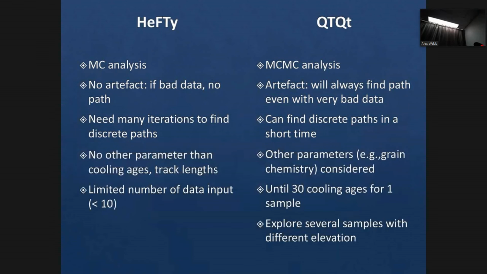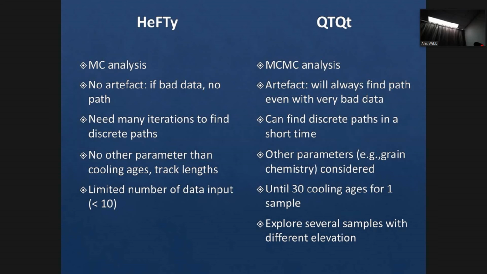The other point is we have some limitations, which is very important with HeFTy. In HeFTy you can input only cooling age and track length, while in QTQt you can also input chemistry parameters, because when you measure with laser ablation, you have a lot of parameters that you can also input in QTQt.